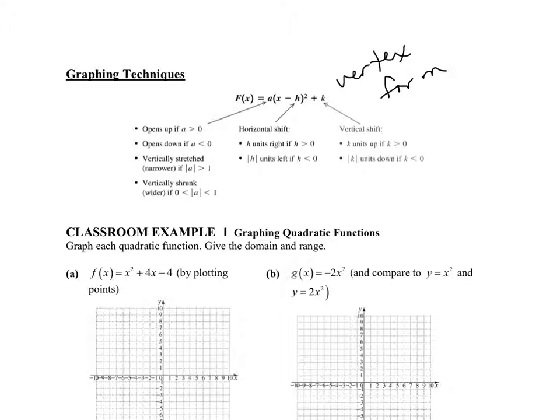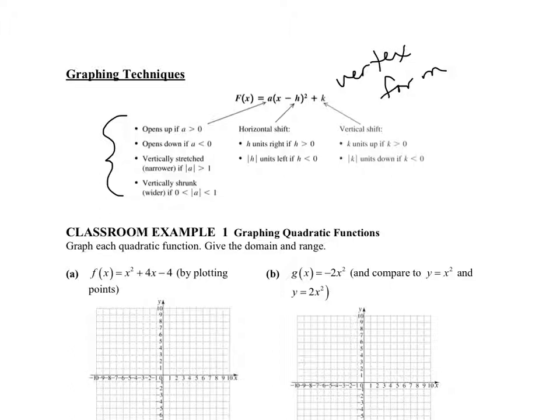The a value that's in front of our parentheses, we already know all of this information because of those transformations. We know if it's a positive number, this parabola will open up. If it's a negative number, the parabola will open down. We also know if the number is greater than 1, we have a vertical stretch. But if the value is between 0 and 1, we have a vertical shrink.